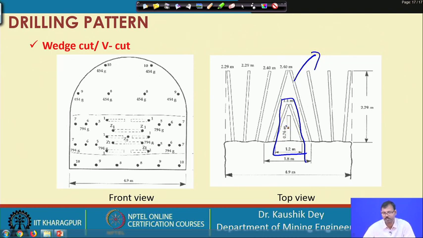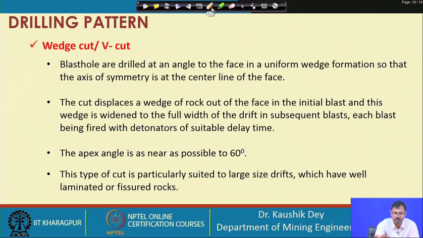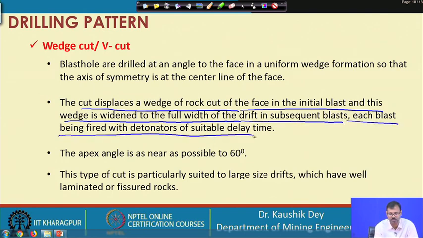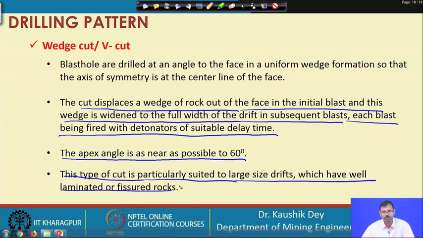These are required in hard rock formation; otherwise, in soft rock formation we can start directly from this place. So we can have a drilling like this, and you can see a free face advance of 2.3 meters can be achieved in this condition. The wedge cut is very useful and very commonly used in the mining and tunneling sector. The blast holes are drilled at an angle to the face so that a uniform wedge can be formed. The cut displaces a wedge of rock out of the face in the initial blast, and this wedge is widened to the full width of the drift in subsequent blasts, each blast being fired with a detonator of suitable delay time. The apex angle is nearly kept at 60 degrees; actually the limit is 1 radian. This type of cut is particularly suited to large size drifts with laminated, fissured rocks.